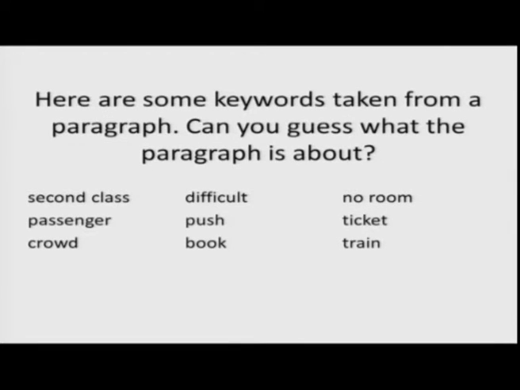Now, let us do another task. Here are some keywords taken from a paragraph. So, by looking at these keywords, can you guess what the original text is about? The keywords are second class, passenger, crowd, difficult, push, book, no room, ticket, train.